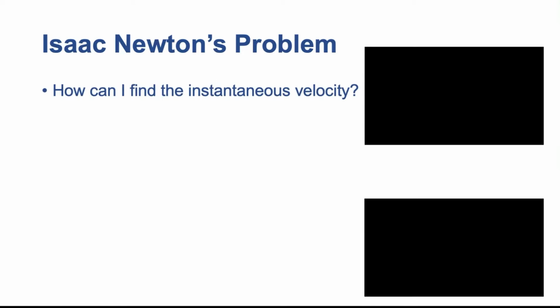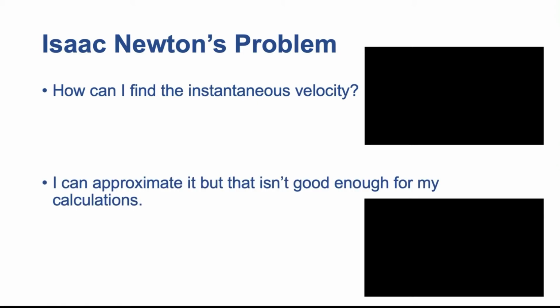So in physics, when we have a position versus time graph, the slope is our velocity, the slope of that graph, and sometimes that graph is a curve. So in order to find the velocity, the instantaneous velocity, you need to find the instantaneous slope, also known as the line tangent to the curve. Now, he could approximate it, but that isn't good enough for his calculations.